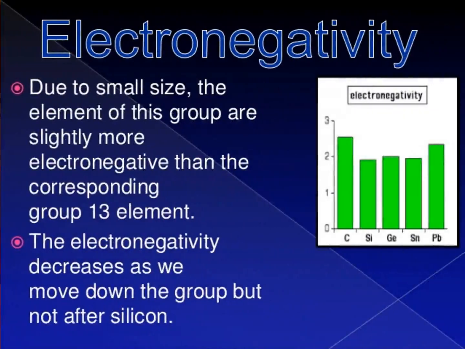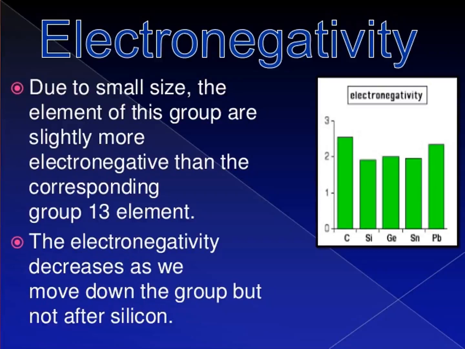Now what is electronegativity? As we move down group 13, electronegativity first decreases from boron to aluminium, and then increases for gallium. Thereafter, there is no appreciable change. A similar trend is also observed in group 14. In other groups, as we move down the group, electronegativity decreases.